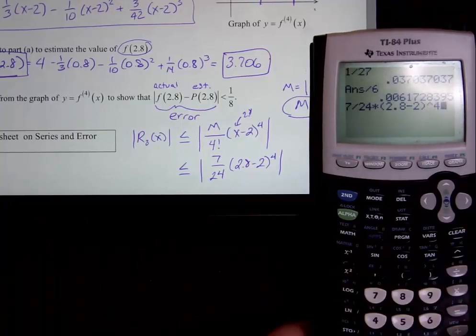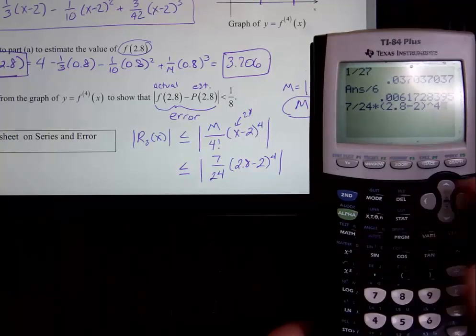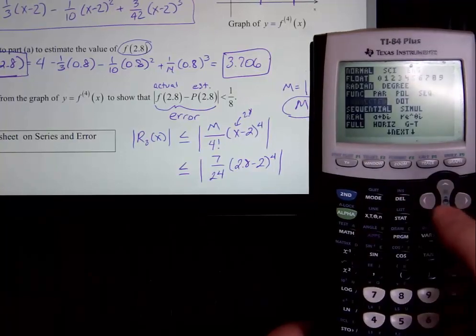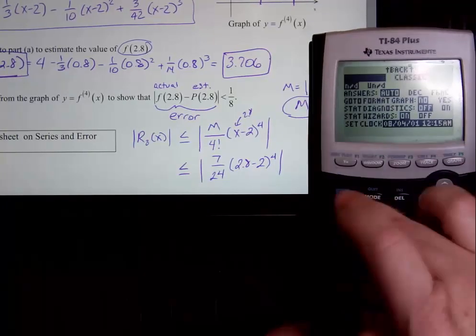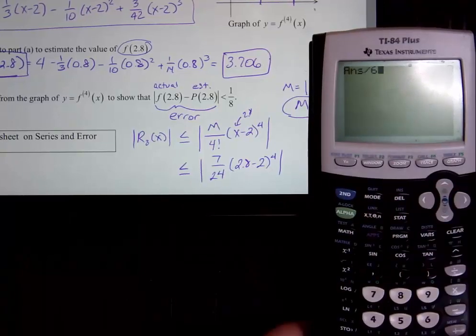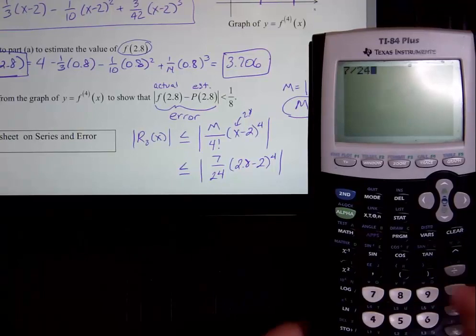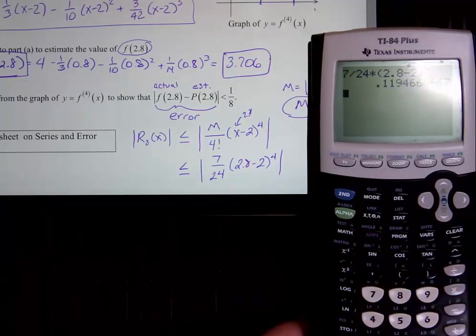I'm in a weird mode. I need to fix my calculator. Give me a second. I have to retype it all now. 0.119.